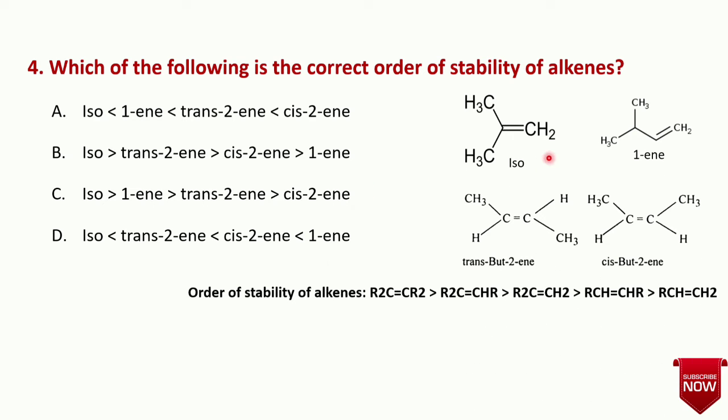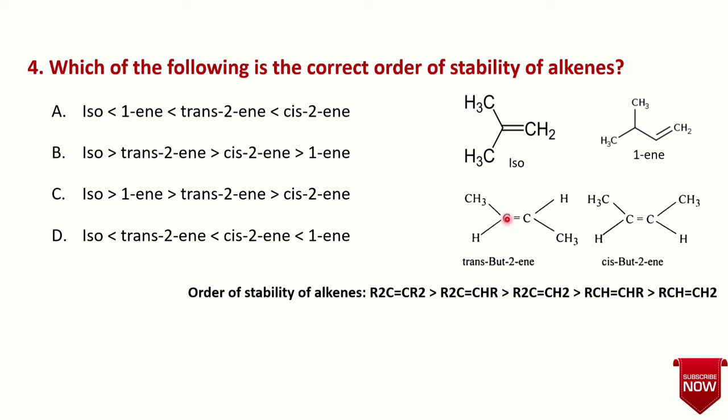So here I have given the structures of butene, that is isobutene. Here you can observe this clearly indicates the type R2C=CH2. And next we can observe trans-butene and cis-butene.